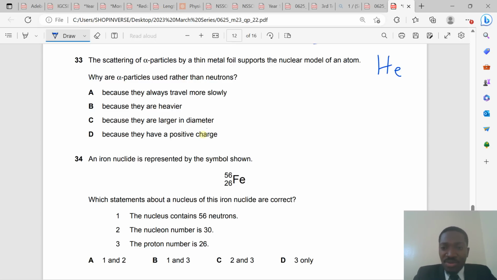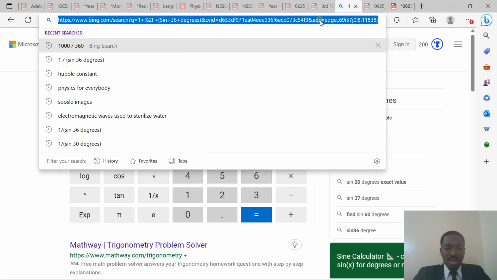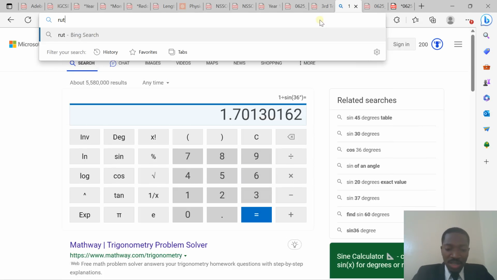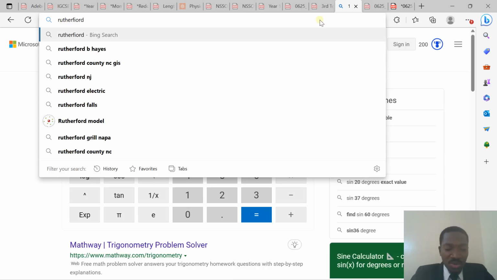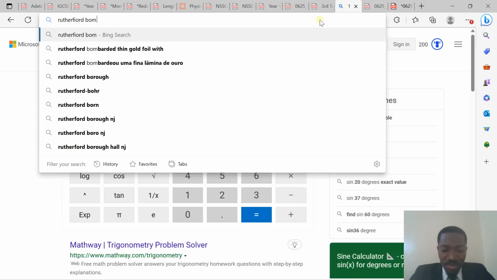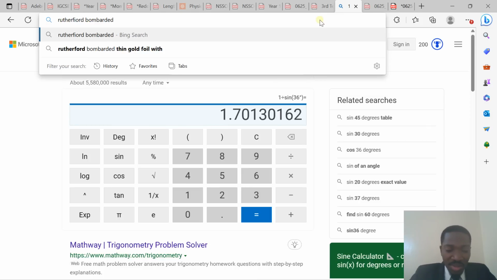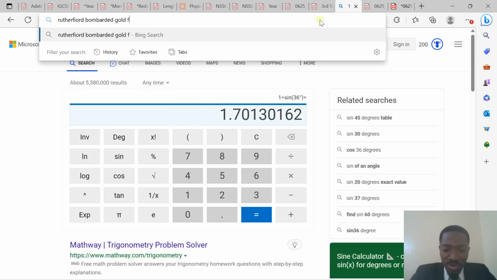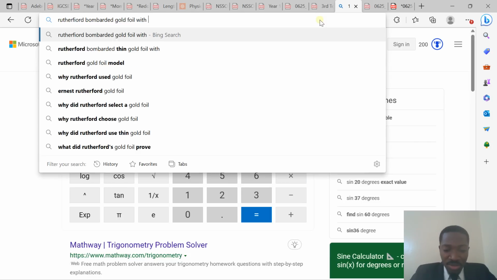Why? Because an alpha particle is a helium nuclide, 2 plus. So it has positive charge and it will be able to interact with the nucleus of the atom which you bombarded with the alpha particle. Actually, this experiment was conducted by Rutherford when he bombarded gold foil with alpha particles.